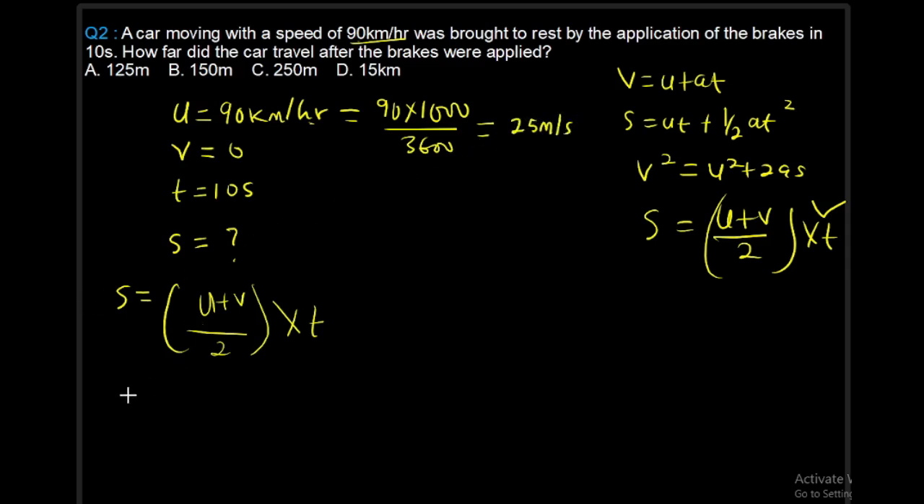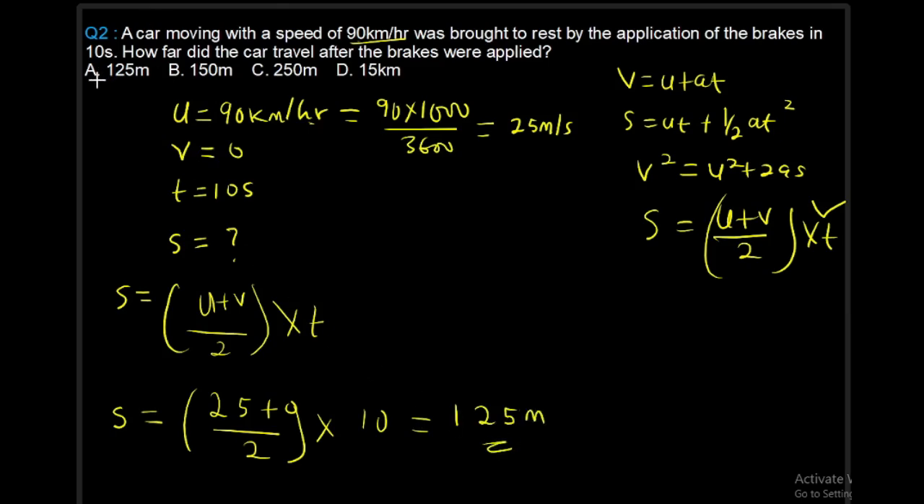So at this point, we simply plug in our values. We now have s equals u, which is 25, plus 0, all over 2, times t, which is 10. And that's going to give us 125 meters, which is option A.